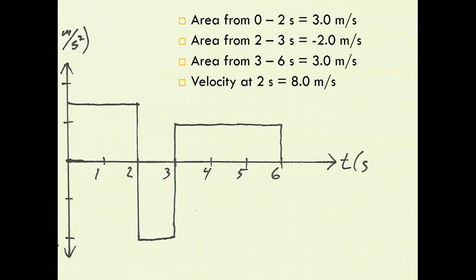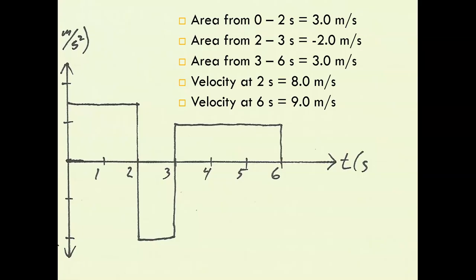What about at the end of 6 seconds? Well, then I've got to add up all of those changes in velocity. So my total change in velocity at 6 seconds is going to be 3 meters per second minus 2 meters per second plus 3 meters per second, or a net change of plus 4 meters per second. So we go from 5 plus 4 gives us 9 meters per second. There's our answer. You see?